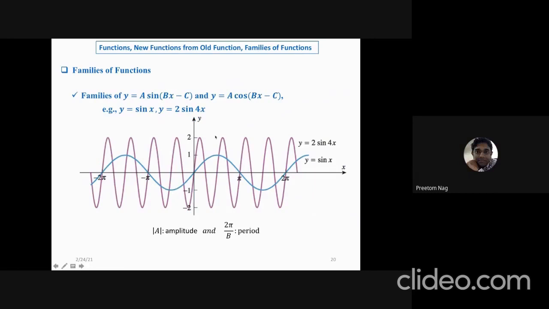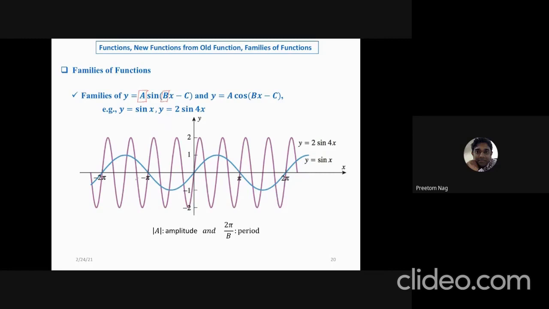Next we have sinusoidal functions, which are periodic functions. Sin x and cos x functions are included in this. So the families of functions are a sin(bx − c) and a cos(bx − c). Here a is called the amplitude of these sinusoidal functions, and b can be used to find the period of the sinusoidal graph.